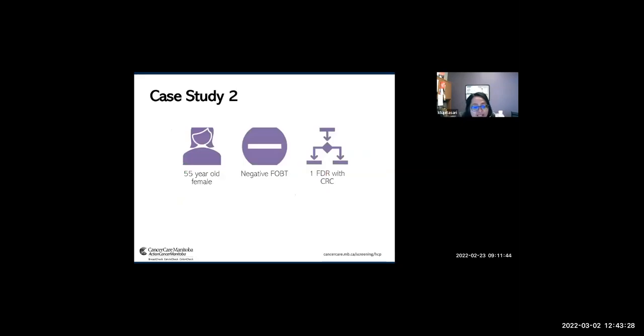Now, another case is a 55-year-old female patient who has a negative FOBT, but she does have one first-degree relative with colorectal cancer. What do we do next?